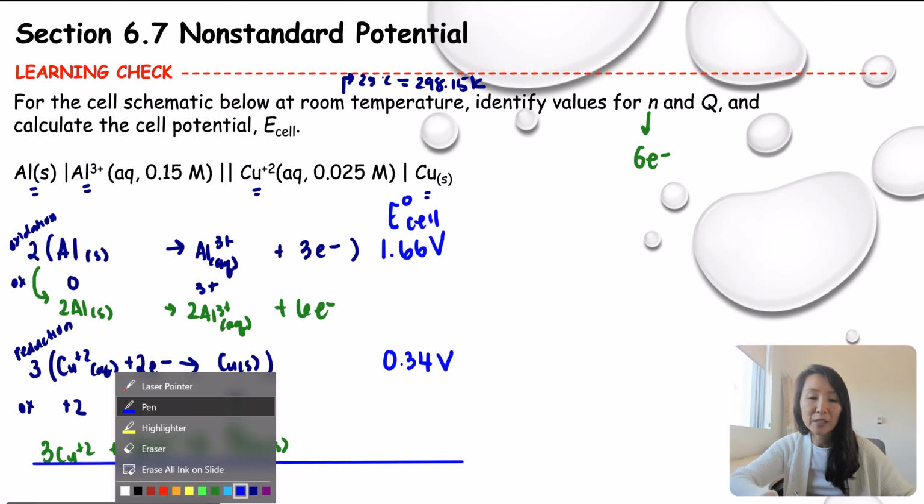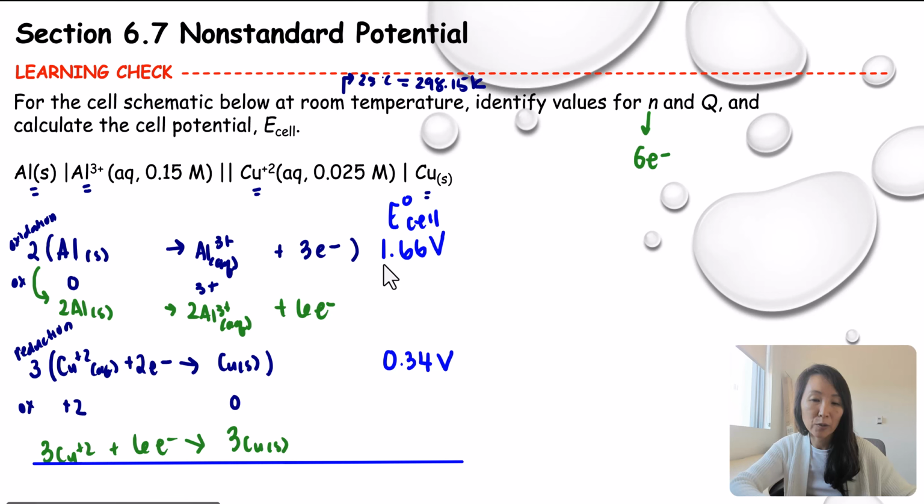So hopefully you were able to find these two values, 1.66 and 0.34. You'll notice that this is not negative because this is an oxidation process, and all of the standard potentials you see on the table are for reduction, so you have to change the sign. You're going to add the two together, but not only am I going to add the E cell values, I'm also going to add the half reactions together.